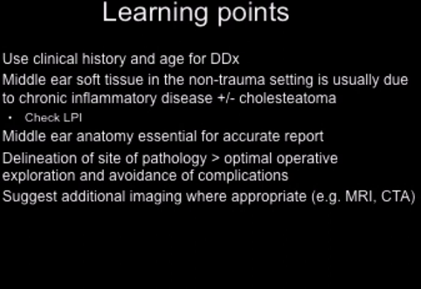Check the long process of the incus. Middle ear anatomy, I think, is essential for giving an accurate report to your ENT surgeon. I think it will assist them in reading your report rather than just completely ignoring it. And if you need to give a proper site of pathology to allow your surgeon to properly look into the ear and avoid complications as well. And if you think additional imaging is going to be helpful, then you should advise it, most often post-contrast MRI head or CT angiogram.